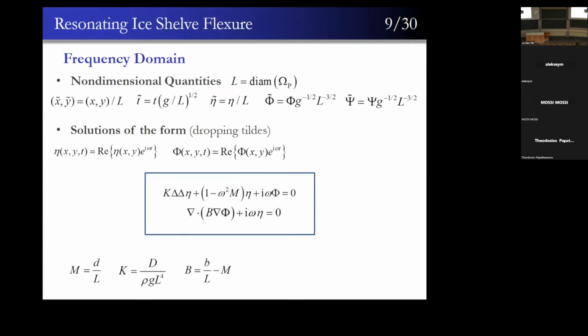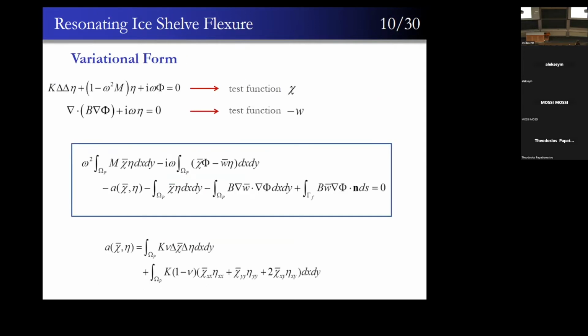We transform everything in the frequency domain, so we can also non-dimensionalize. Again, we have seen a similar expression in the previous presentations as well. And we derive the variational form by appropriately testing the plate equation and the continuity equation by shape functions. We see here in the frame the variational form.